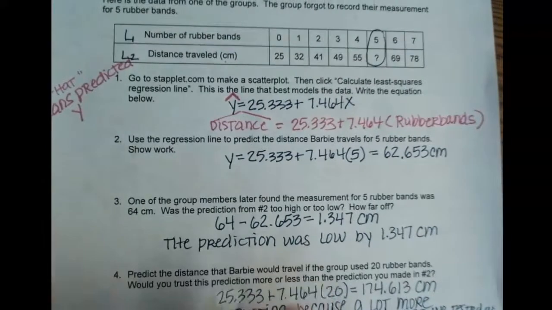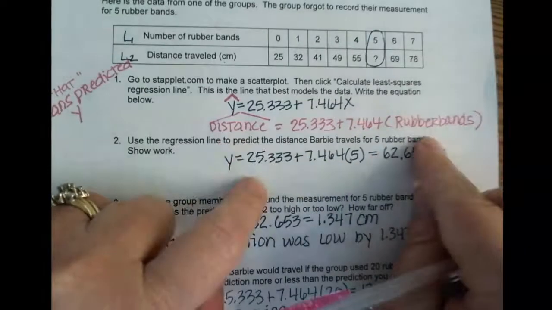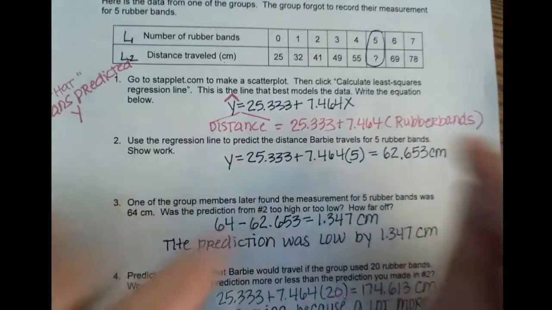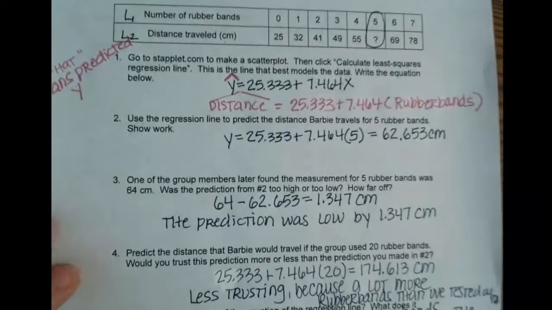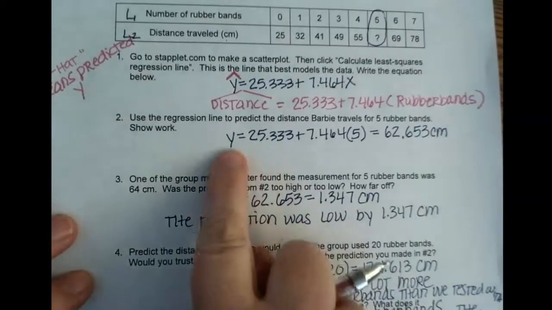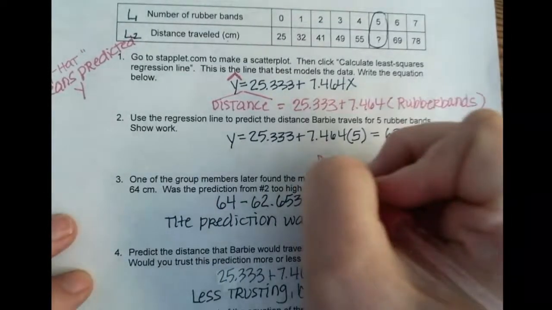When you add the context in there, it just makes it a lot easier, especially when you start having to plug different things in, because sometimes you plug in a predicted distance and have to solve for the number of rubber bands. So that just helps you remember where the location is. Okay. So in number 2, instead of y, it would have been a predicted distance.